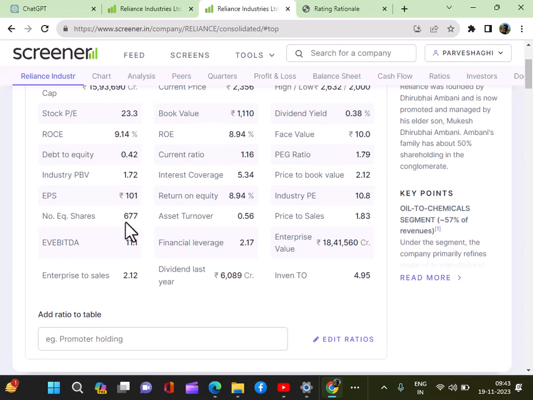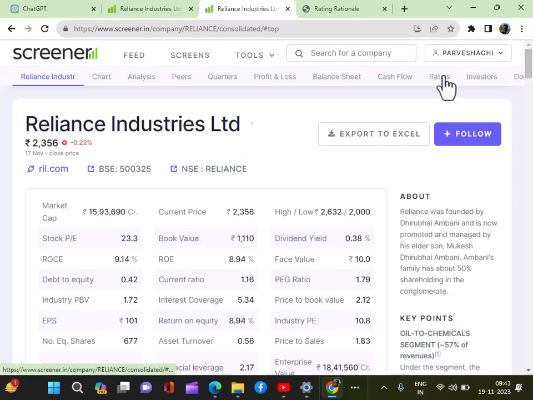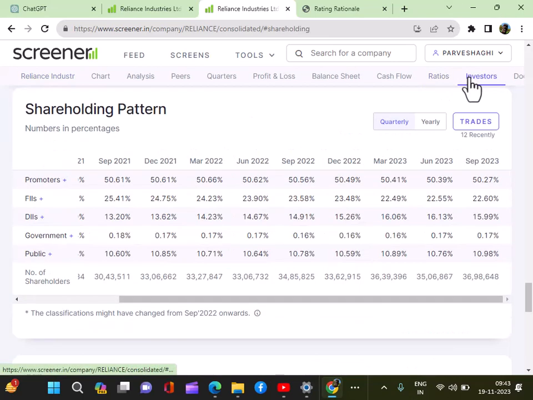So the number of shares the company has is 677 crores. It keeps on changing. You can always see the past historical data. But as of today, they have issued 677 crore shares to everyone: promoters, investors, everything. You can always check that also. 677 multiplied by 10, you'll get the same number, 6,700 something crores. So it is derived from there only.